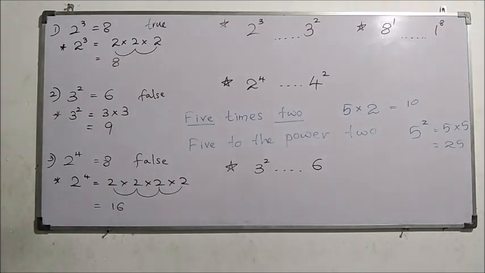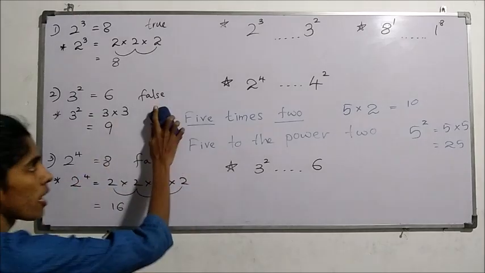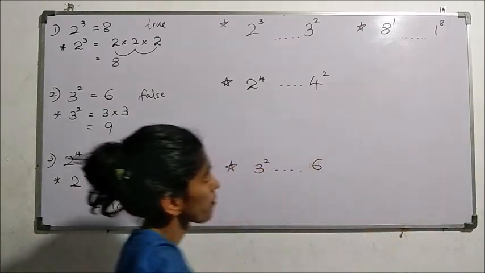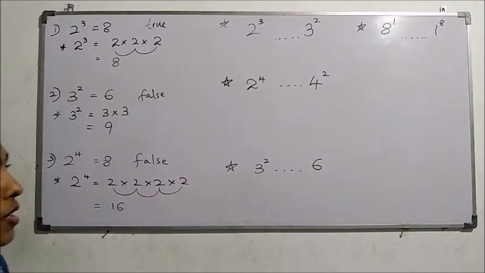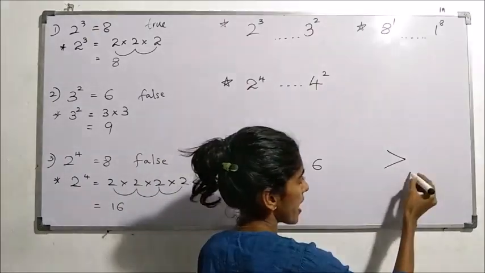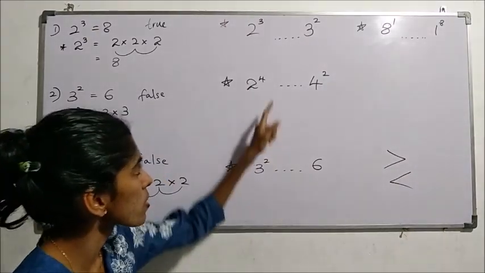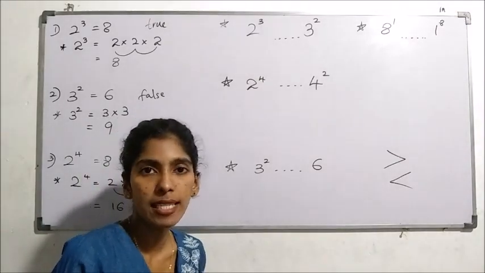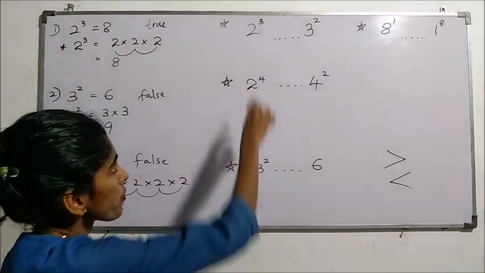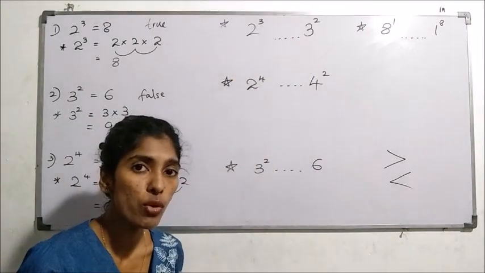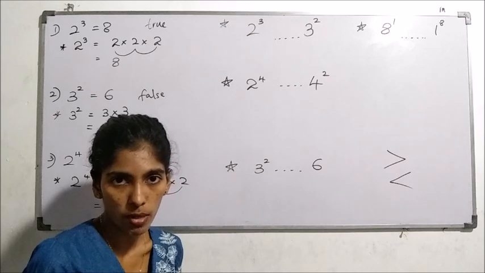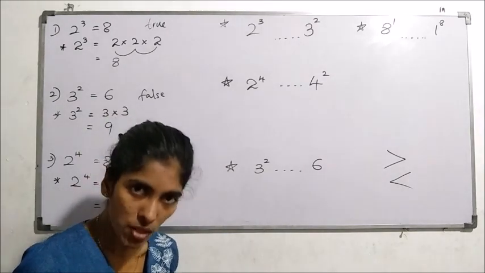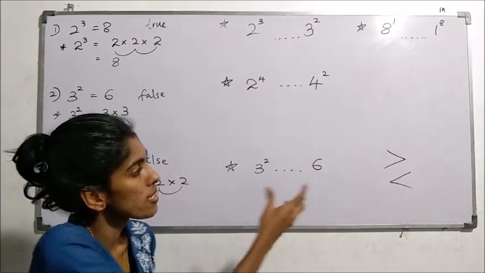Okay, then children, on this side some more questions are given. What are we going to do there? You know the greater than and less than symbols. We are going to put those symbols in the spaces given here. That means we need to compare the indices. See, 2 indices are given. Still we don't know which one is greater and which one is smaller. So what do we need to do? We will write them as a product and find the value. Only after finding the value can we take a decision.